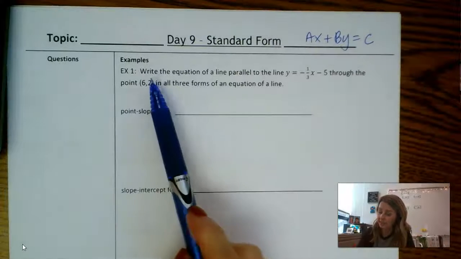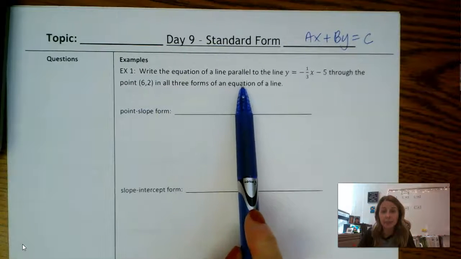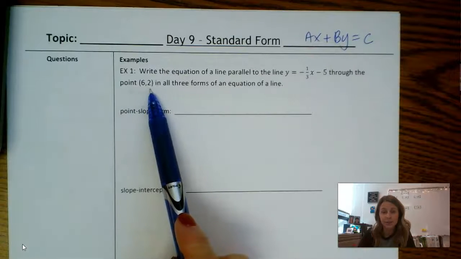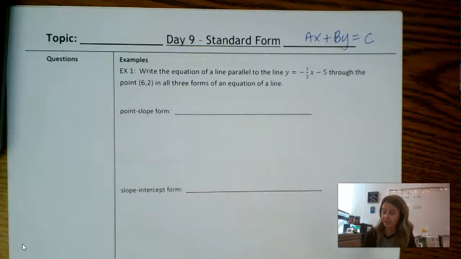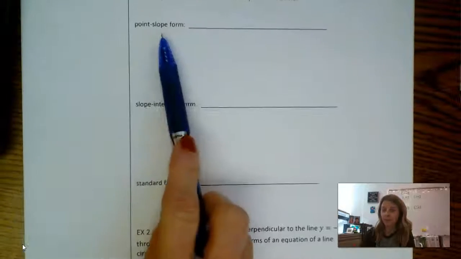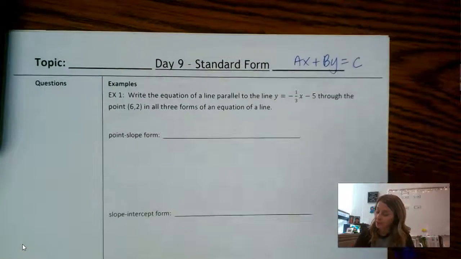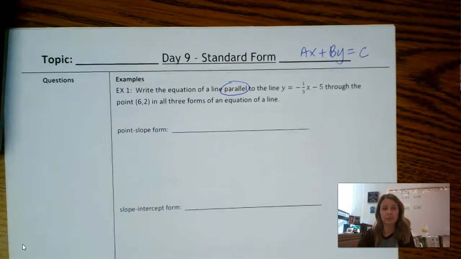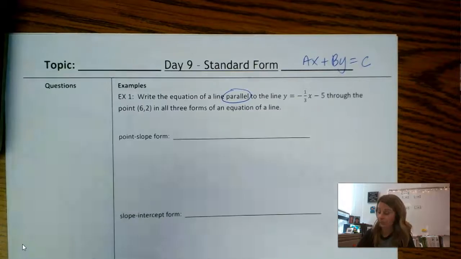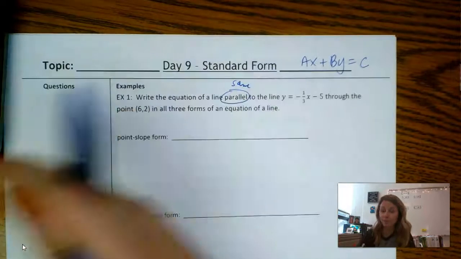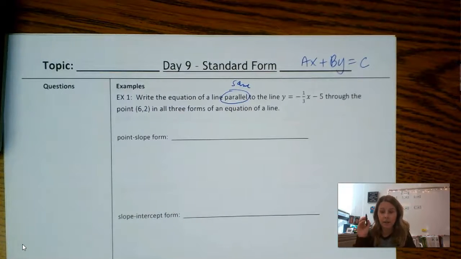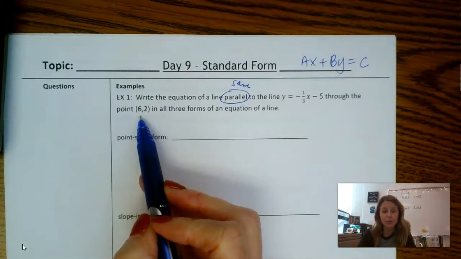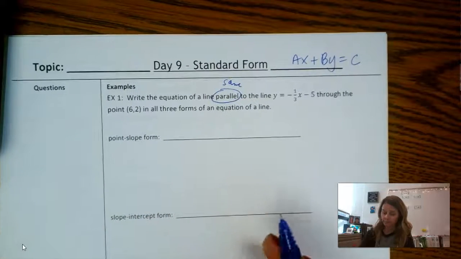Example 1 says to write the equation of the line parallel to the line y equals negative 1/3 x minus 5 through the point (6, 2) in all three forms of an equation of a line. So I'm going from this format to point slope, slope intercept, standard form. First thing I want to make sure I see, I'm working with parallel. If two lines are parallel, what do we know about the slope? Well, they have the same slope. So you might jot down the word same right there. I need to use the slope out of this line. My new equation will go through this point in all three forms.